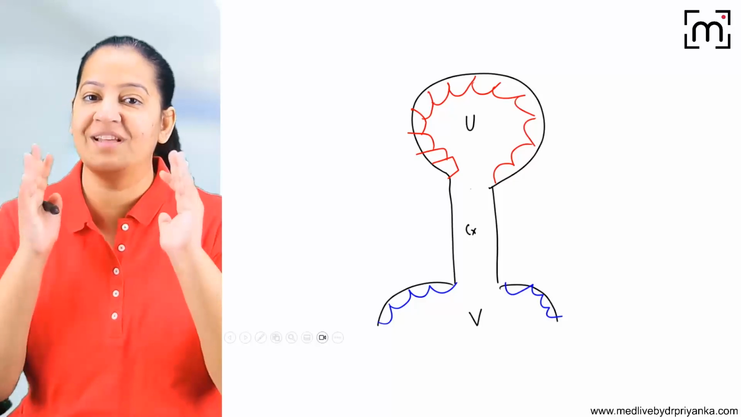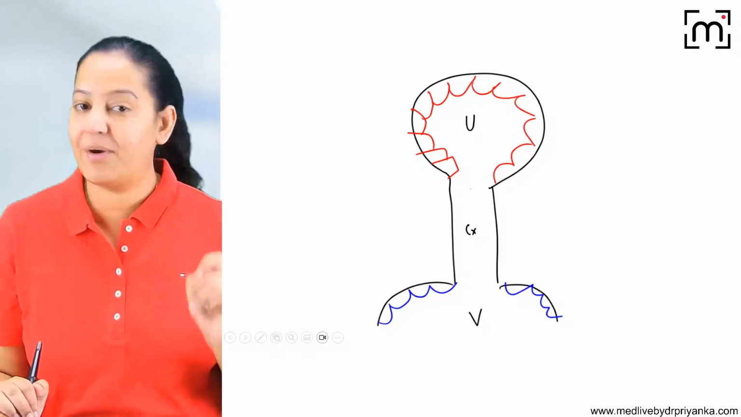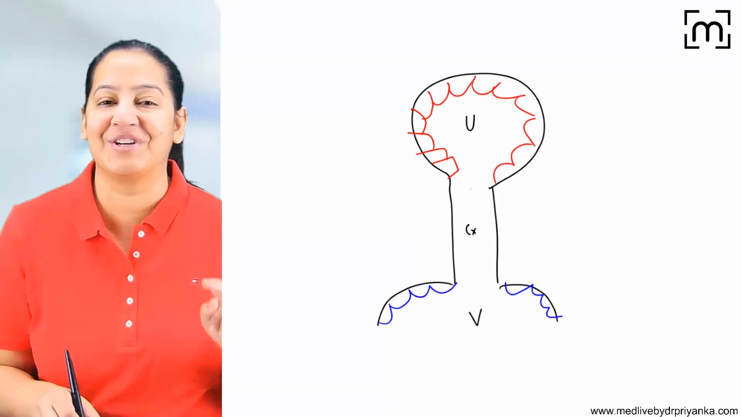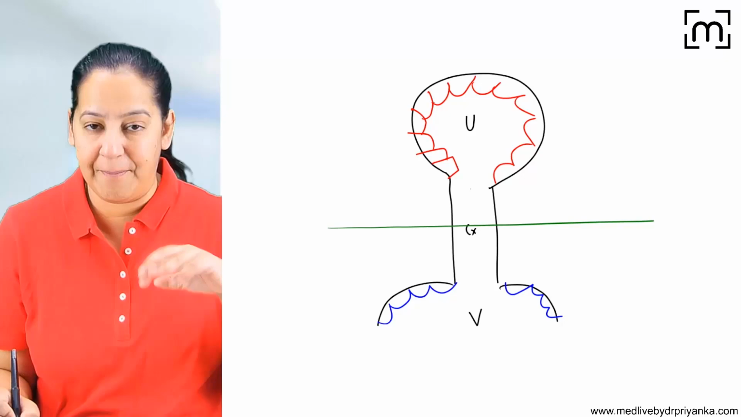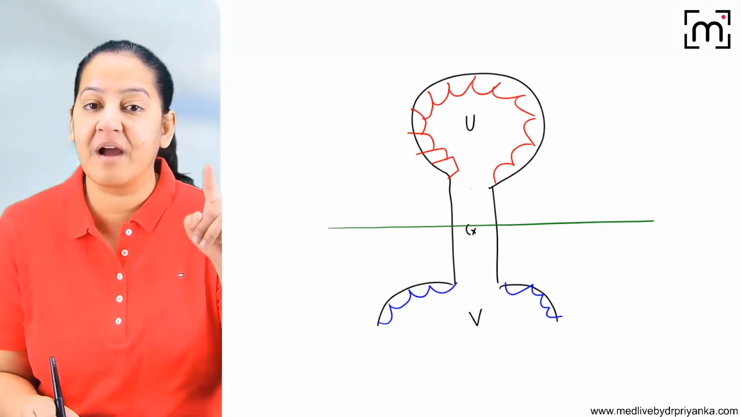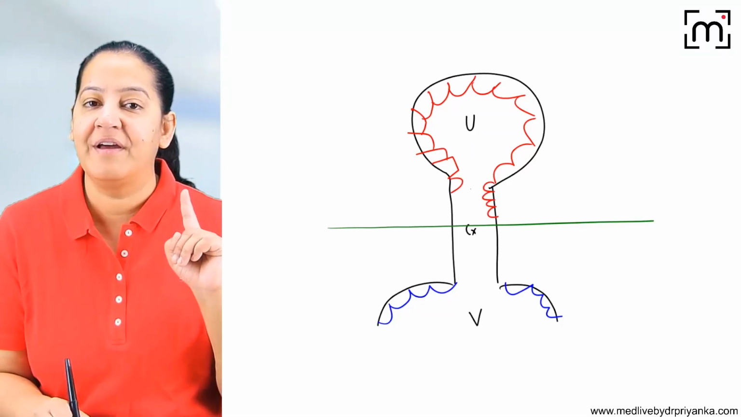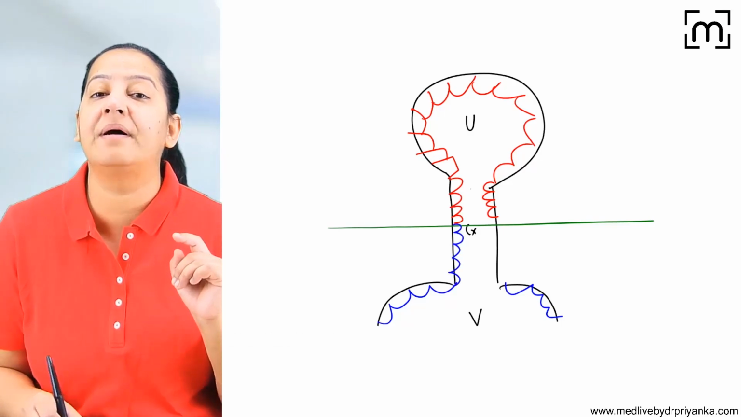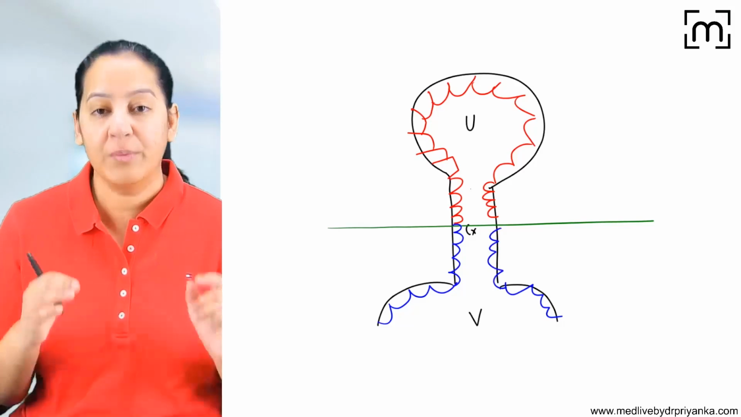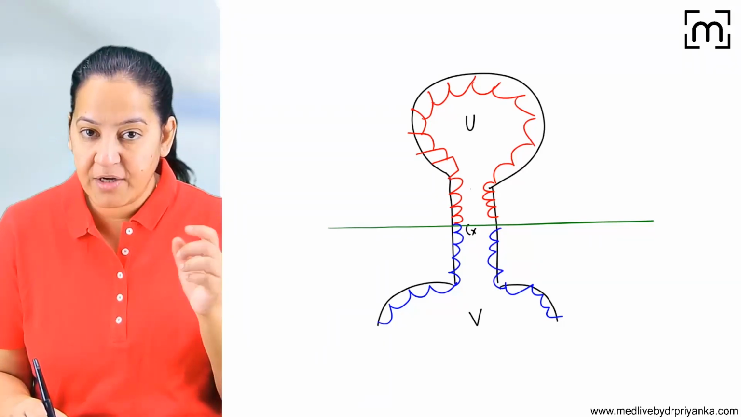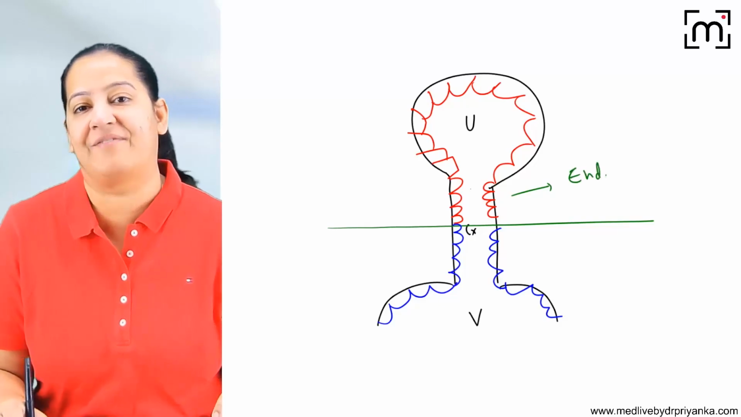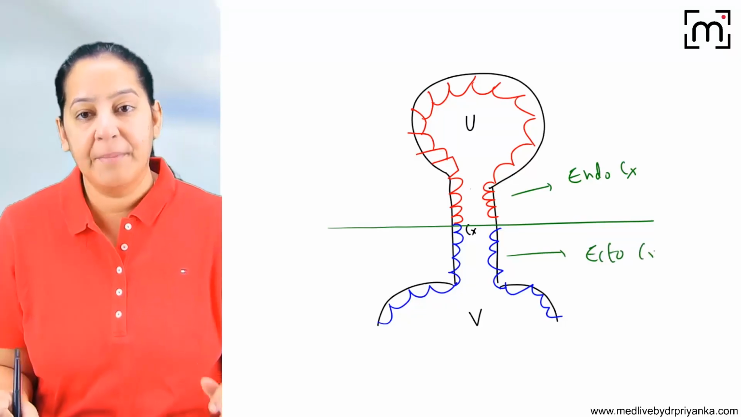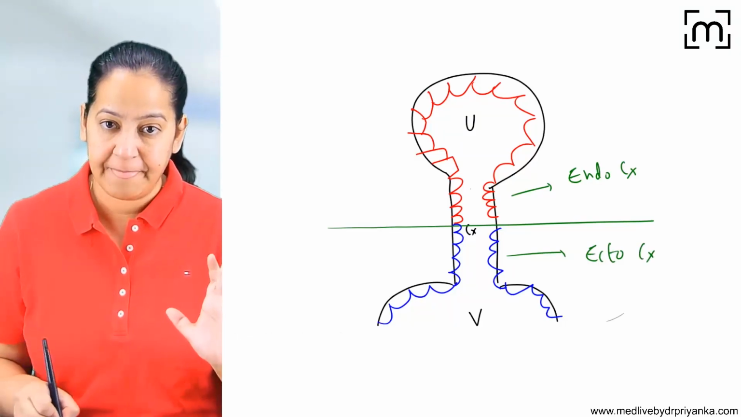Now the question is, what is the lining of the cervix? Is it the same as that of the uterus, that is columnar? Or is it the same as that of the vagina, that is squamous? Let me answer this question. We divide the cervix into two portions, upper half and lower half. The upper portion is the continuity of the uterus, so the lining is columnar. The lower part is the continuity of the vagina, so the lining is squamous, like the vagina. The upper part of the cervix is known as the endocervix because it is interior, and the lower part is known as the ectocervix because it is exterior, toward the vaginal opening.